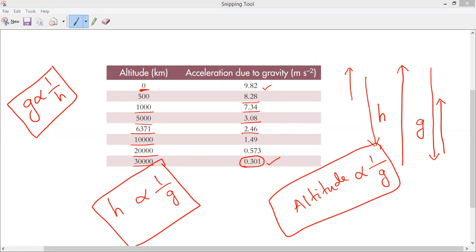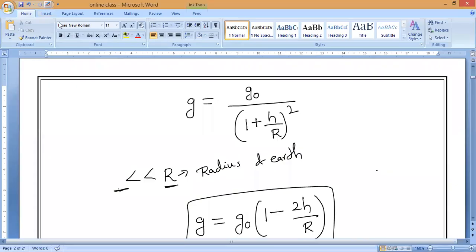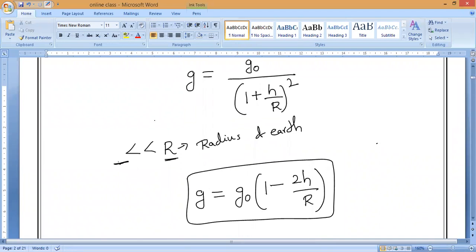Based upon the first case, how many formulas do we have? We have two formulas. For minimum altitude, we have to use the first formula. If the h value is very, very small, extremely small, like 1 kilometer, 2 kilometers, 3 kilometers, then we have to use G is equal to G naught into (1 minus 2h by R). This is what we have to use. So this is case one. In case one only, this is the second formula. So we have to use this formula again.